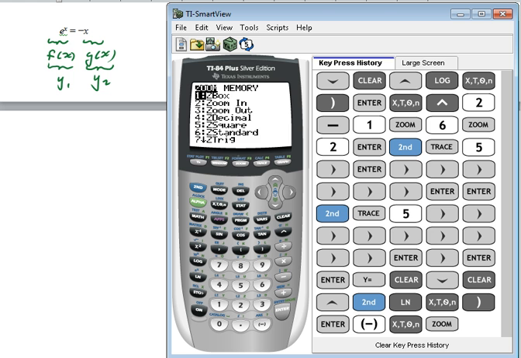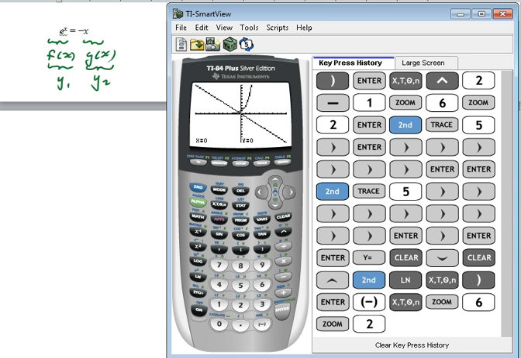We'll go zoom 6, zoom standard. There's our e to the x. There's our opposite of x. We see that the intersection is in the second quadrant. Let's zoom in to the origin once. So zoom, 2 for zoom in, enter. And that allows us to see that intersection point much more easily.